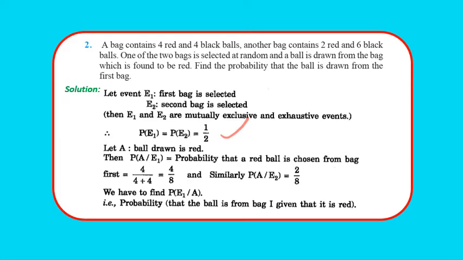Then probability of A, provided it is from the first bag, that is probability of A over E1, the probability that the red ball is drawn from the first bag, is 4 upon 8. And probability of A by E2, that is the red ball is from the second bag, is 2 by 8. Now we have to find probability of E1 upon A, that is choosing the first bag given that a red ball is taken out.